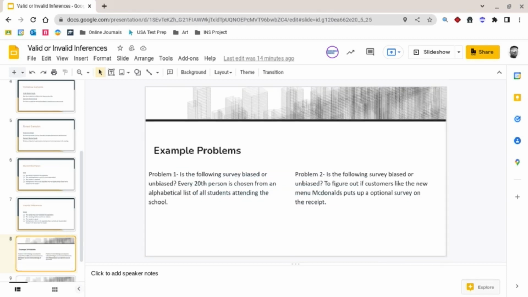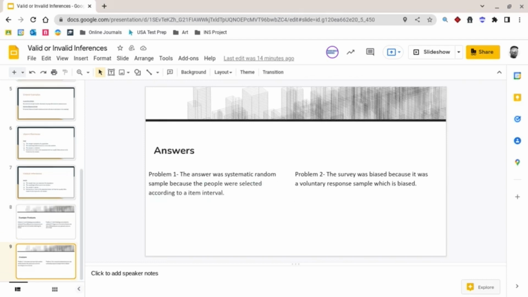Now we're going to go over some example problems. Problem 1. Is the following survey biased or unbiased? Every 20th person is chosen from an alphabetical list of all students attending the school. Problem 2. Is the following survey biased or unbiased? To figure out if customers like the new menu, McDonald's puts up an optional survey on the receipt. If you'd like to answer the questions, pause the video now.